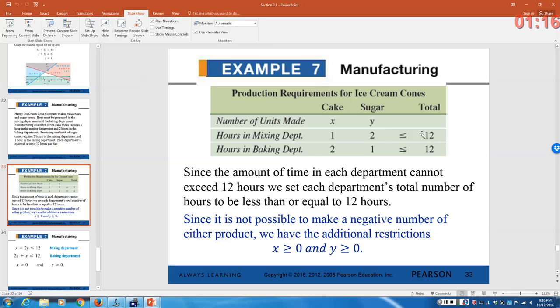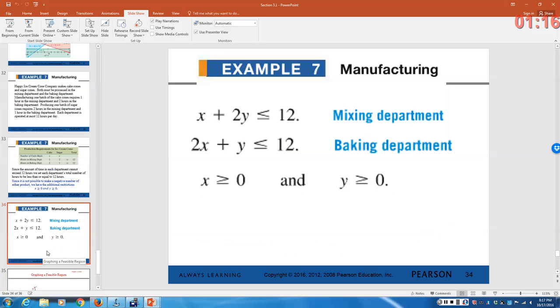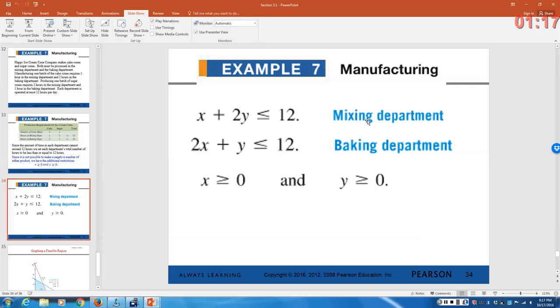So from this first row, from the second row and the third row, we get these two equations. The mixing department is 1 for the X cones and 2 for the Y cones. It has to be equal to or less than 12. Remember that X is cake and Y is sugar cones. So 2 hours for the cake cones and 1 hour for the sugar cones has to also be equal to or less than 12 in the baking department.